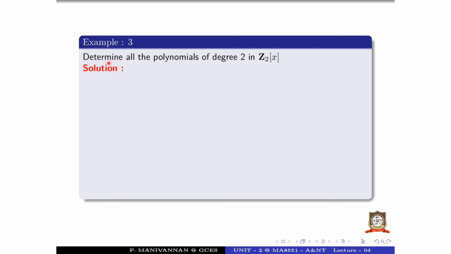The next example: determine all the polynomials of degree 2 in Z2 of x. What are all the polynomials whose degree is 2? We have to find all the polynomials of degree 2 over Z2. What is Z2? Z2 is the set {0, 1}, the congruence modulo classes 0 and 1.